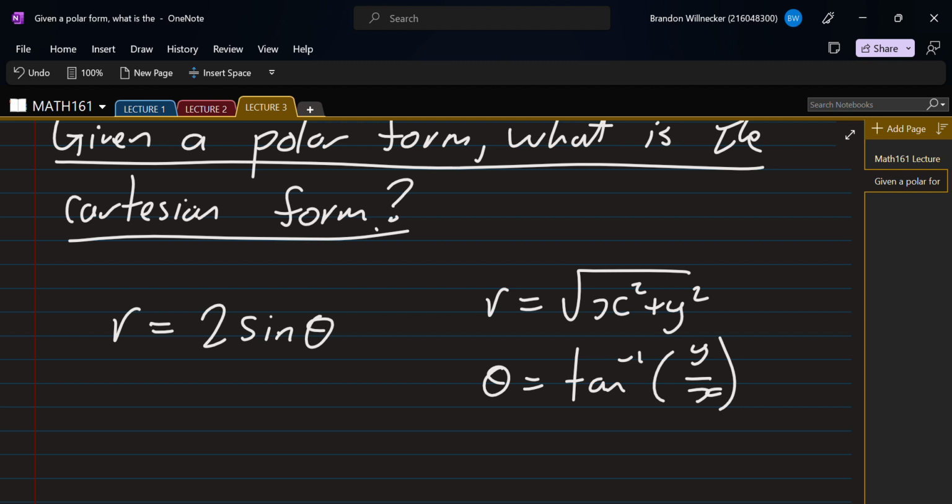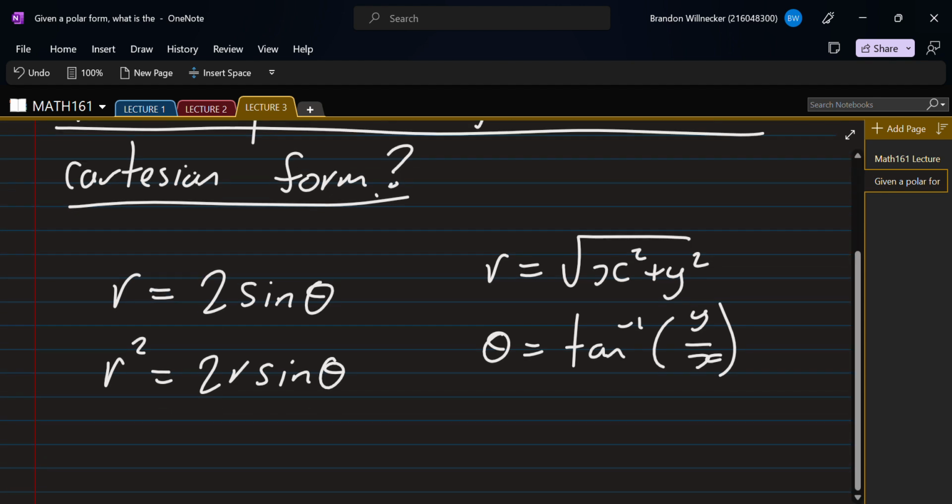So what we can do is multiply both sides by r. So we're going to have r squared is 2r sine theta. Okay, so why did I do that? Look at the left-hand side, we have r squared. We know from Pythag that that's going to be x squared plus y squared. On the right-hand side, we now have r sine theta, but r sine theta is y. So you see, by multiplying both sides by r, we simplified our work, because now r squared, that's just x squared plus y squared, and on the other side, that's just 2y.